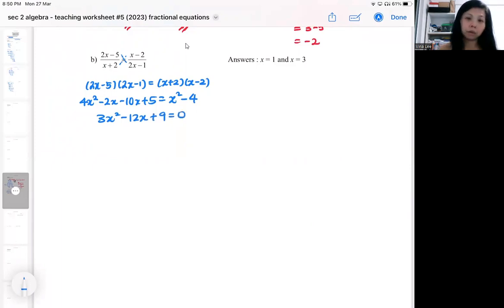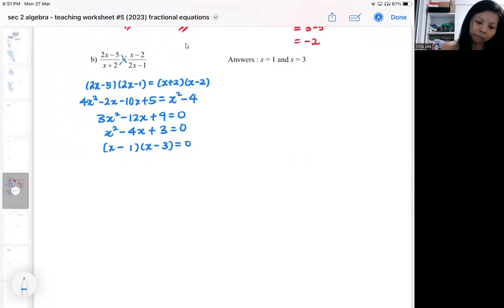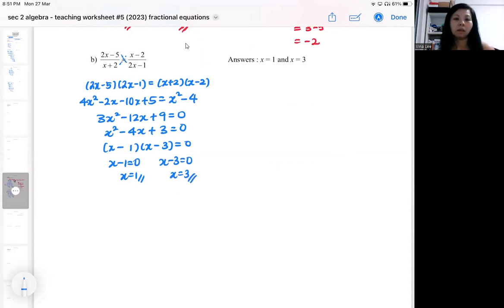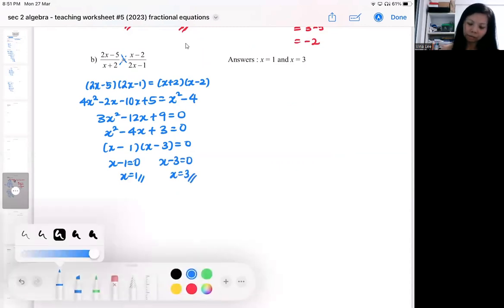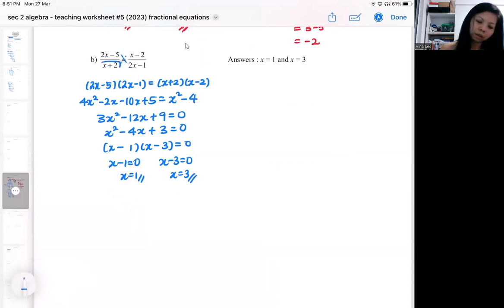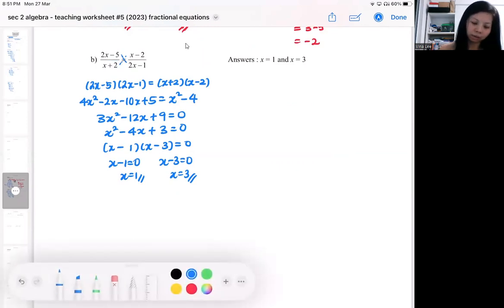So I get a quadratic equation. Be observant about the quadratic equation. You realize that the numbers can be divided by 3, so I will divide by 3 throughout. It can facilitate my factorization. So here are my two answers. But if I'm going to do the checking, I have two denominators to check.